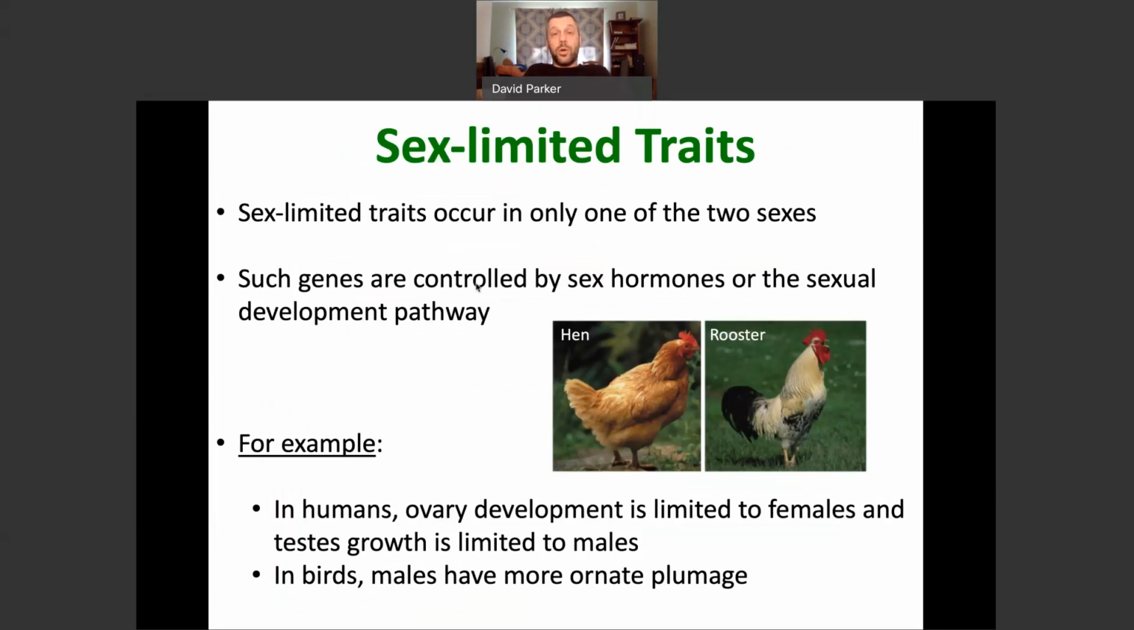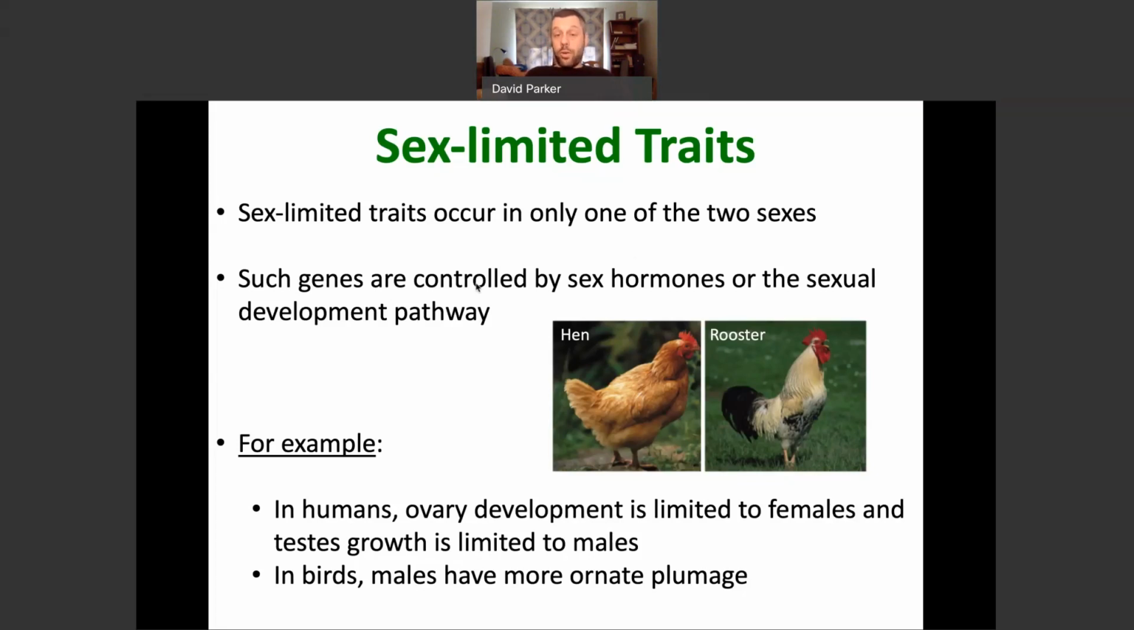So last but not least, when we're talking about traits that are dependent on one's sex, there's something called sex-limited traits, which are basically traits that only exist in one of the two sexes. These are normally traits that are controlled by some aspect of what makes you a boy or a girl, so normally sex hormones or something in the sexual development pathway. An example of that is sex organs. So those are sex-limited traits.